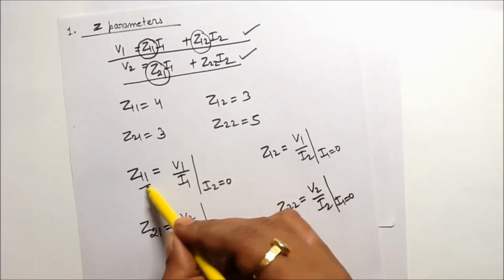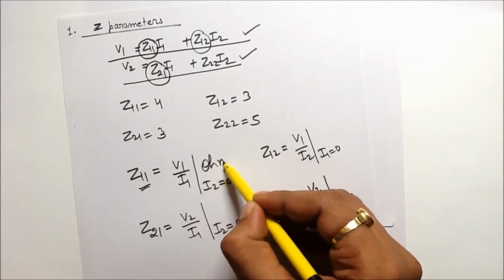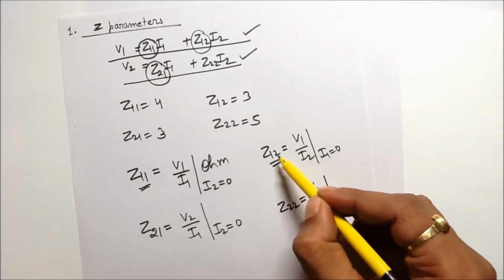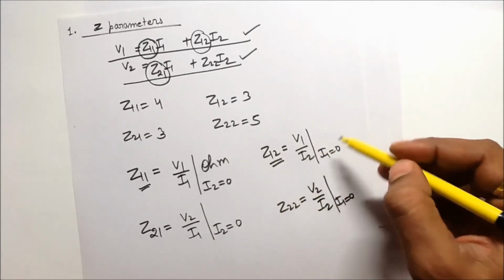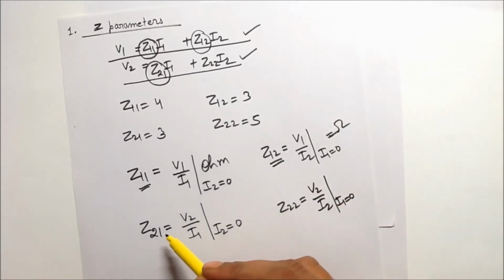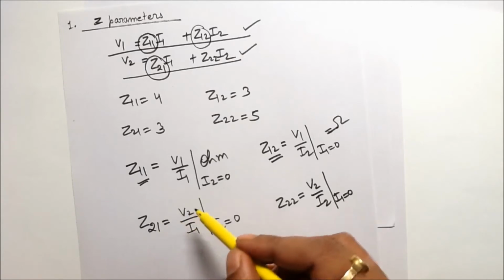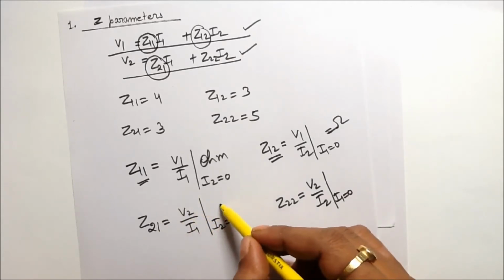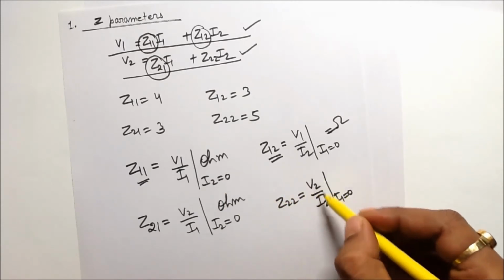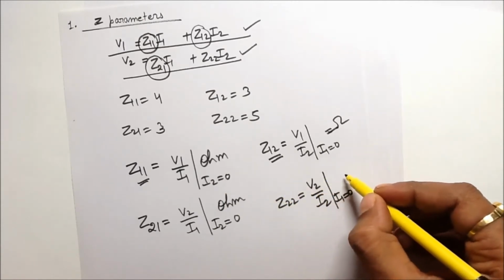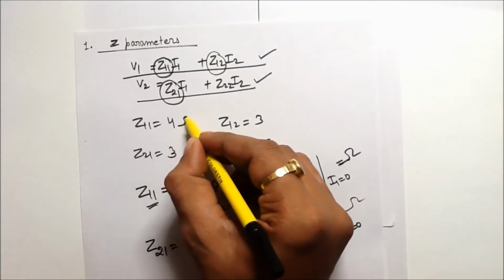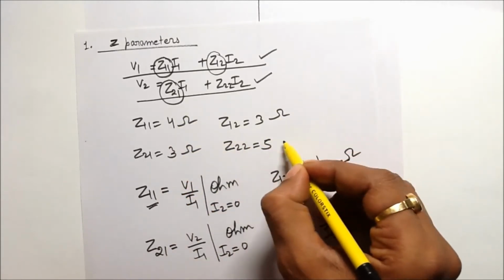The unit of Z11 will be ohm because this is the ratio of voltage and current. Can you tell me the unit of Z12? It is the ratio of voltage and current, so the unit will be ohm. Z21 is the ratio of voltage and current, so the unit will be ohm, and Z22 is also the ratio of voltage and current, so it will be ohm. So all the Z parameters will have the unit ohm.